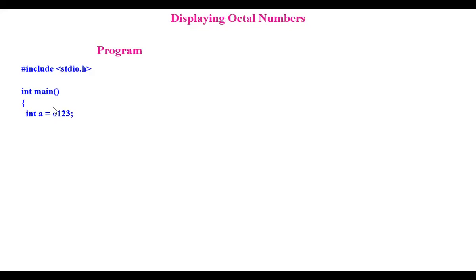This is octal, but we define it as an integer only. Now, I want to display the octal number with %o. Let us see what you get. O means octal. This is the value of a I want to indicate.